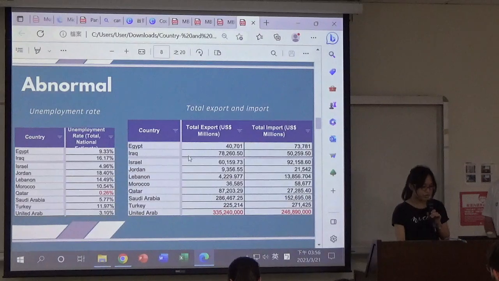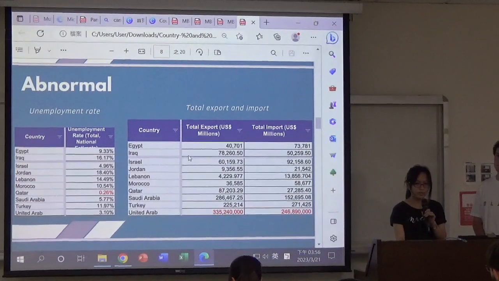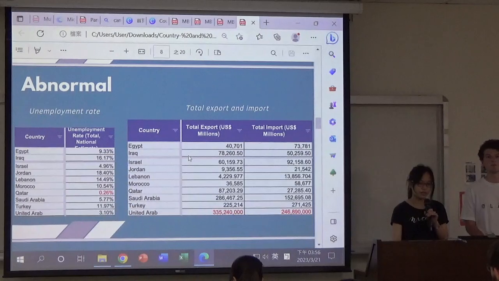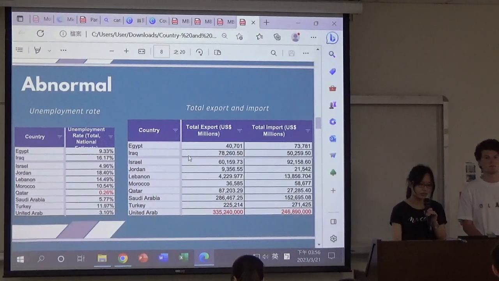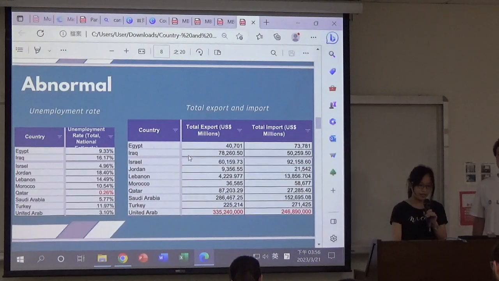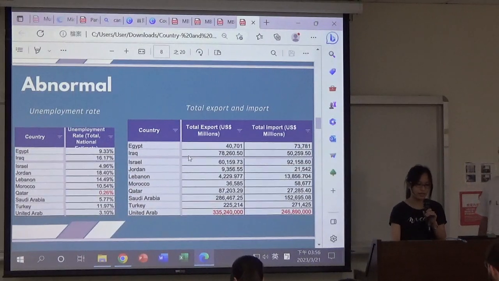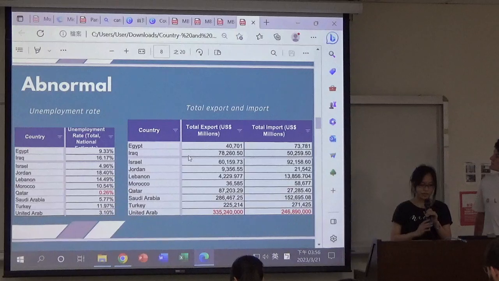And we also found that United Arab's total export and import value is also the highest. As for import, it's because the government there wants to construct infrastructure, so they will have to purchase many goods or equipment to invest there. And as for export, it is because it is famous for selling its oil.